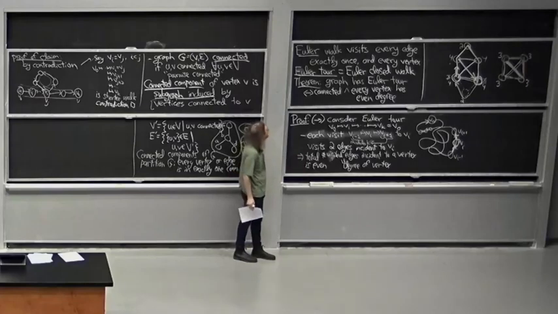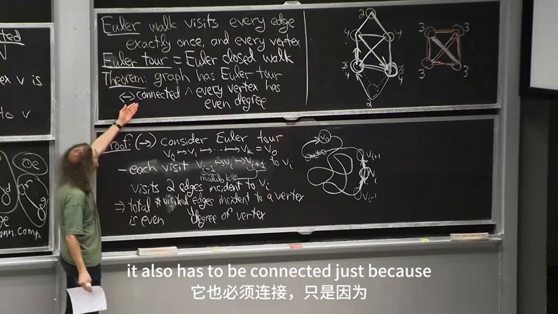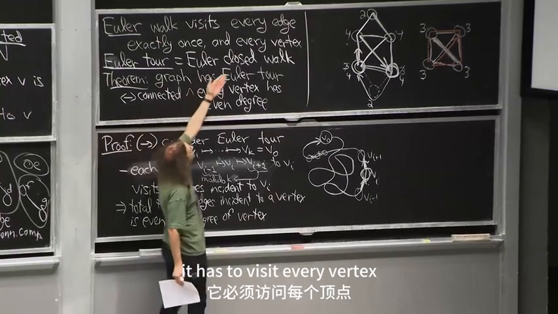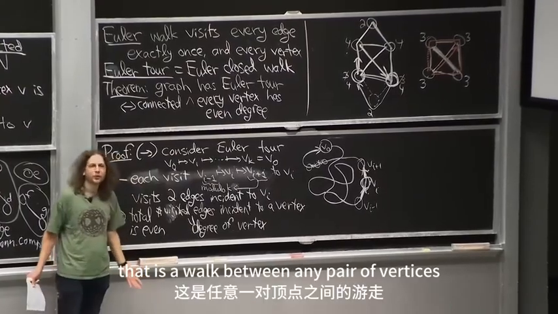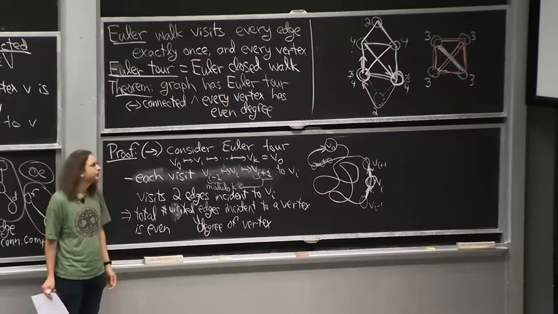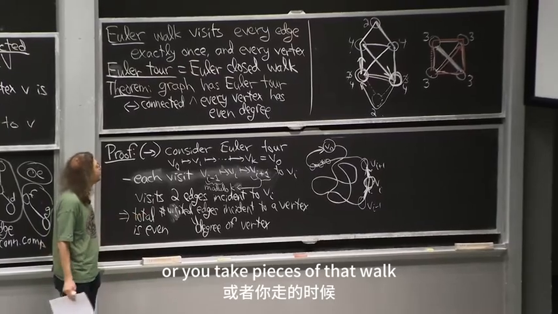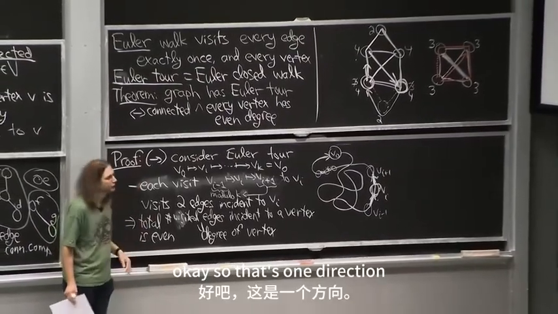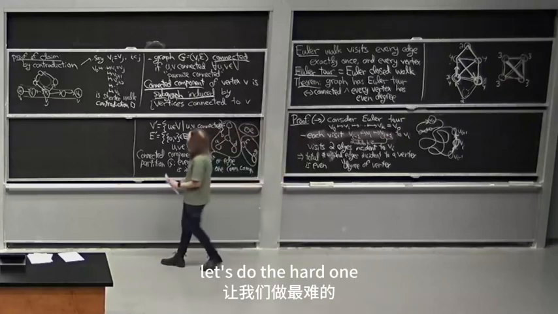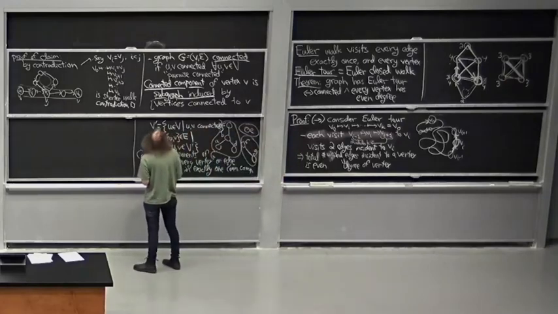Okay? What goes in must come out. It also has to be connected just because it has to visit every vertex. And so by visiting every vertex, in particular, that is a walk between any pair of vertices. Or you take pieces of that walk, and you can go from any vertex to any other. Okay, so that's one direction. That's the easy one. Let's do the hard one.